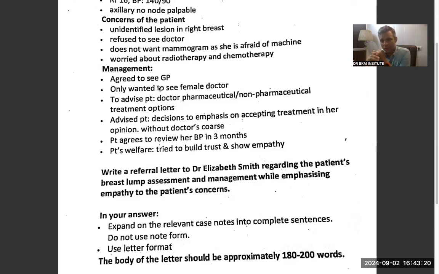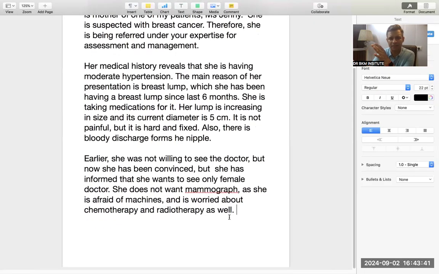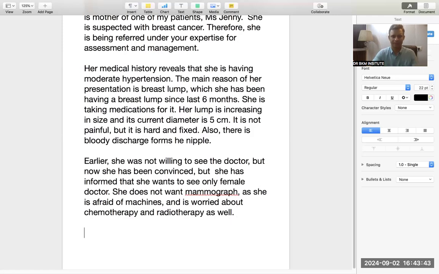Doctor to advise patient, doctor pharmaceutical and non-pharmaceutical treatment options. To advise means maybe it has to be advised. So can't say whether she has been advised. So I'm confused, and this point I do not understand. I will never write, patient agrees to review her BP in 3 months. Not important. So the main concern is that the patient is being referred to you.